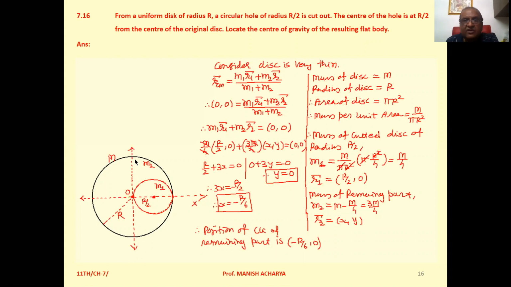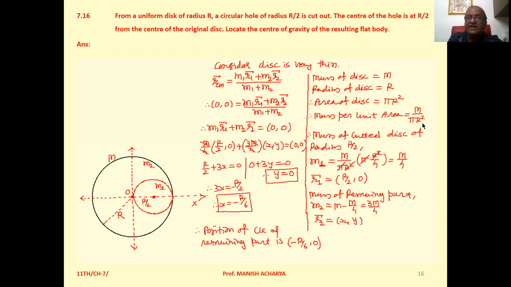But the masses we don't know. So first of all, we have to calculate m1 and m2. Okay, now let's first calculate it. Mass of the disk given to you is capital M, radius of the disk is capital R. So area of the disk will be pi R square. Now mass per unit area of the disk is total mass upon total area, so M upon pi R square.